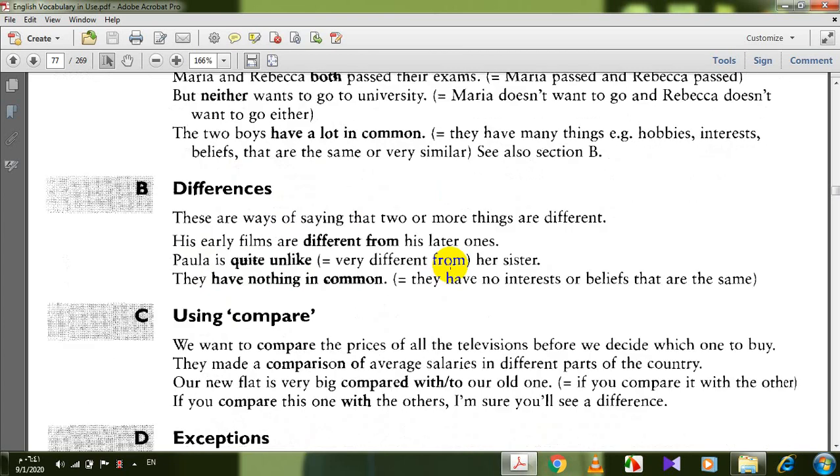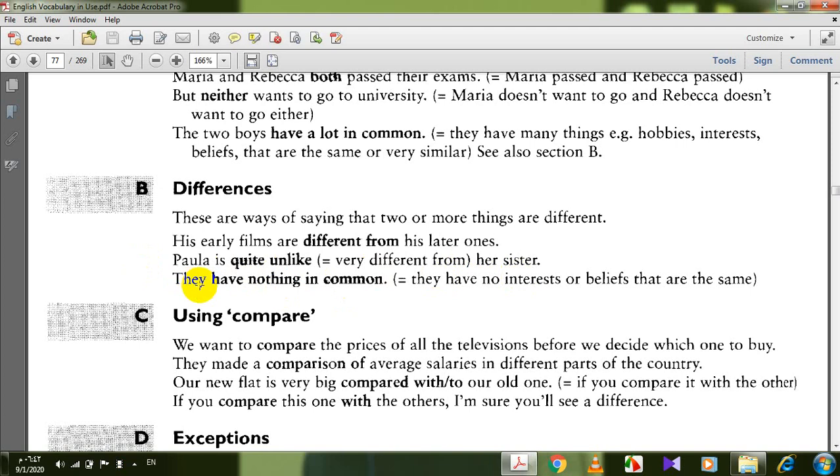So let's go to B, differences. These are ways of saying that two or more things are different. His early films are different from his later ones. Different from. Paula is quite unlike her sister. She is very different from her sister. So, quite unlike her sister.